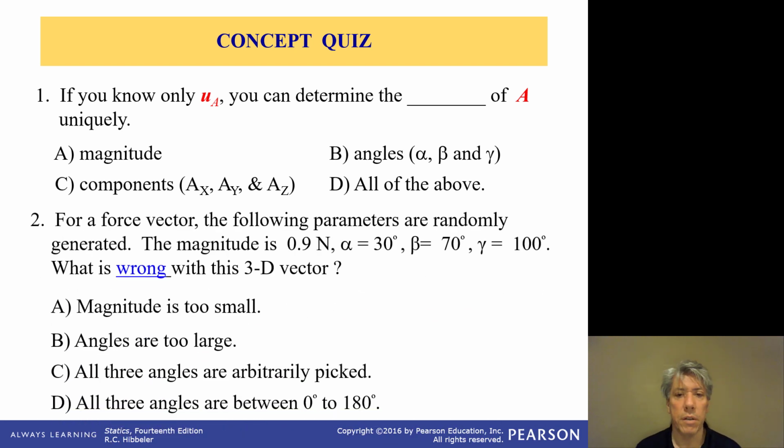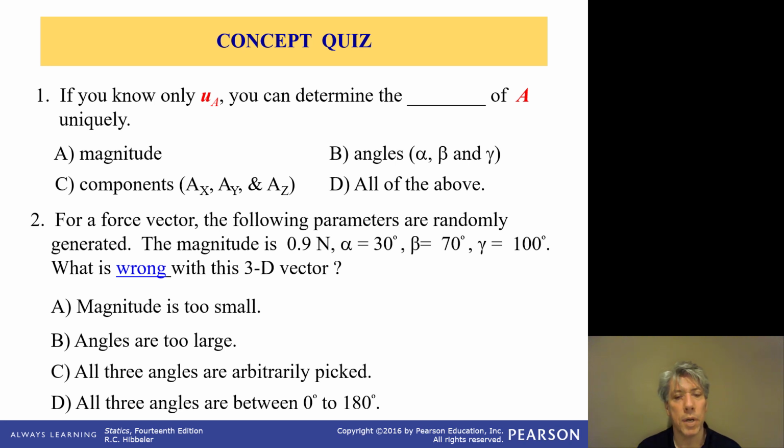For a force vector, the following parameters are randomly generated. The magnitude is 0.9 newtons, alpha is 30 degrees, beta is 70 degrees, and gamma is 100 degrees. What is wrong with this 3D vector? Is the magnitude too small? Not necessarily. The magnitude is 0.9 newtons, and there's nothing wrong with that. The magnitude can be pretty much whatever we want it to be. Are the angles too large? No, any of the angles can be between 0 and 180 degrees.